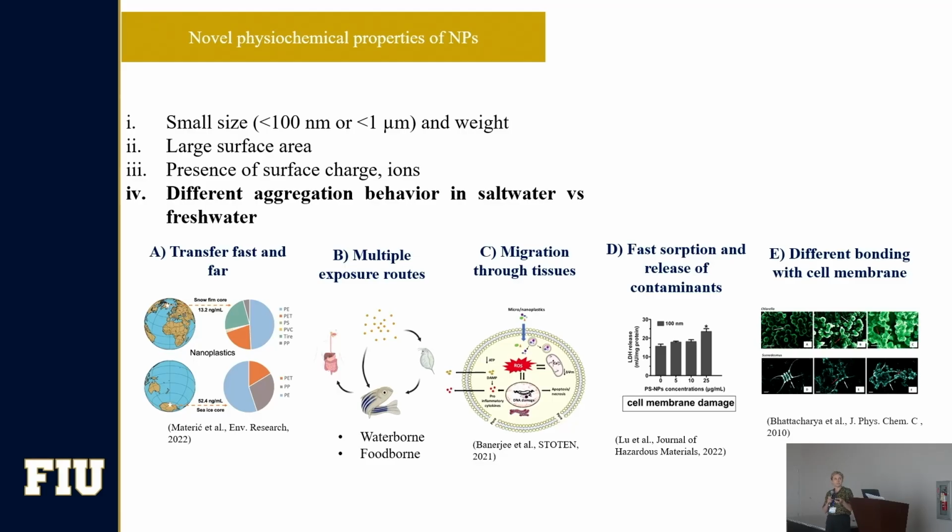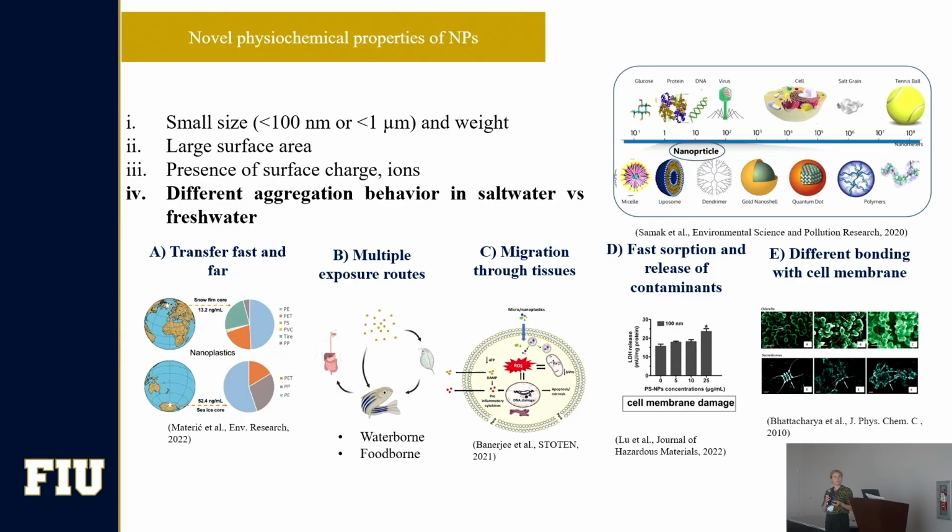And the consequences of this are that they transfer fast and far because they're small. They can come into organisms through multiple exposure routes. You can have nanoplastics in the water that are then ingested by the fish, or they can come up through the food chain. Because they're so small, they can migrate through tissues, and they can absorb and release contaminants relatively quickly, and they bond differently again because of the ionic and surface charge with the cell membranes.